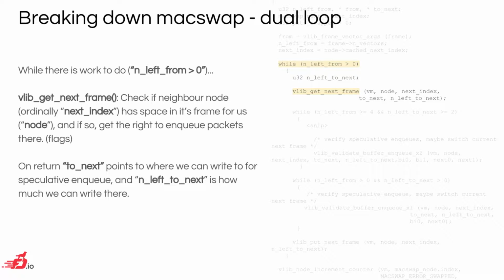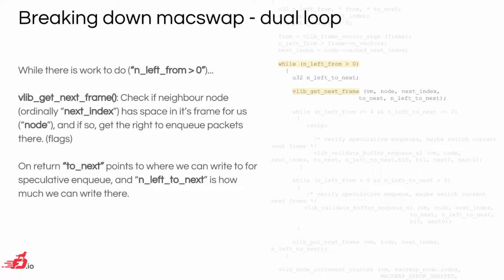So here we have what we call a dual loop. First, there is an outer loop. Is there anything at all to do? So while endLeftFrom is greater than 0, meaning we have something to do, let's start doing stuff. Now, vlib get next frame says, let's check if our neighbor node, which is ordinally the next index. Remember, if you have a look at show vlib graph, you see the next nodes. There's a list of next nodes, like 0, 1, 2, 3, 4. That's that number there. It's basically saying which number in the next frame do I need to go to? Who's the next node for me?